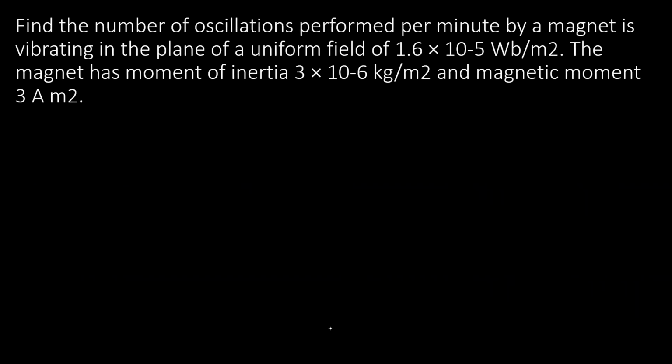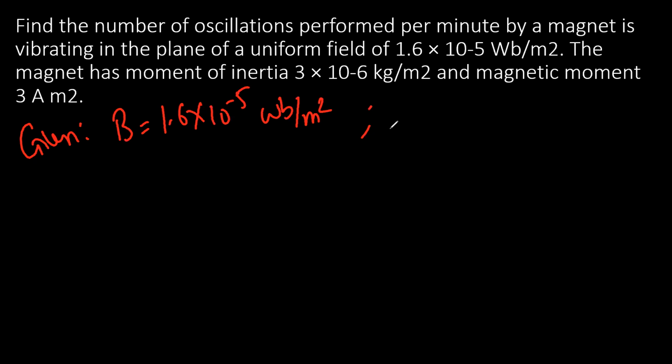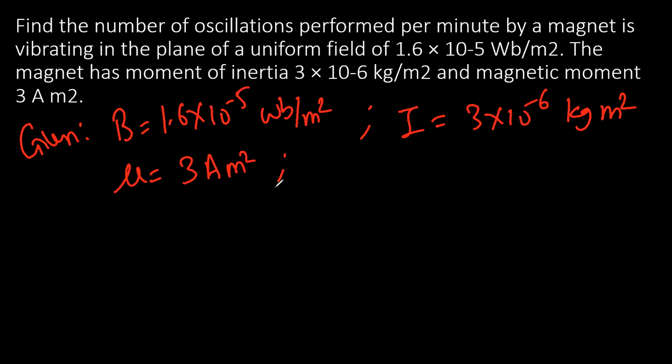Find the number of oscillations performed per minute by a magnet vibrating. Given is B, the magnetic field, 1.6 into 10 raised to minus 5 Weber per meter square, or we can take it in Tesla also. Moment of inertia is 3 into 10 raised to minus 6 kg meter square. It's not per meter square, it's kg meter square. Then what we require is the magnetic moment. Here the magnetic moment is equal to this one. Fine.